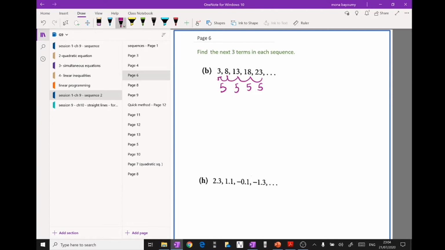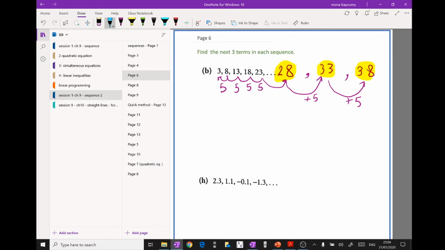23 plus 5, it's going to be 28. This is the first term. Second term, I have to add 5. 28 plus 5 equals 33. To find the next term, you have to add 5 again, which is 38. So the next three terms are 28, 33, and 38. Sometimes we can find it as decimal or fraction or something like that.